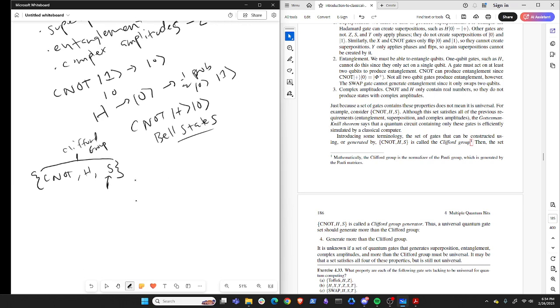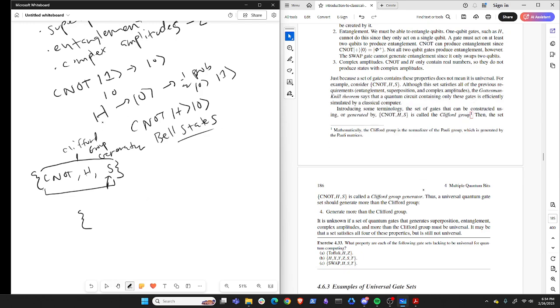So the gates that can be generated by a set are the Clifford group, and the set of gates itself that generates the Clifford group is therefore, what do you know, a Clifford group generator.